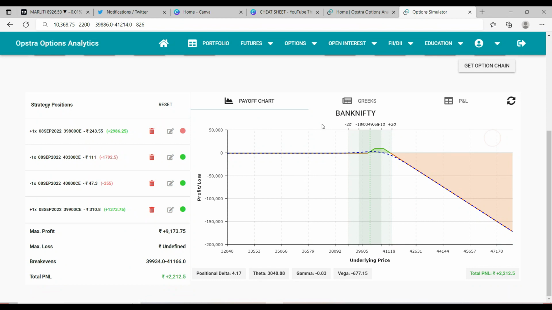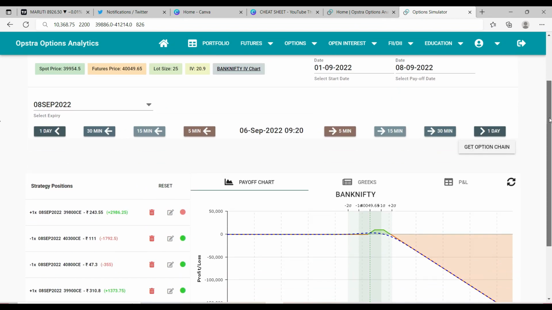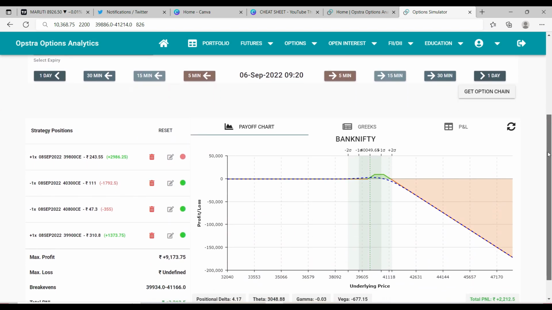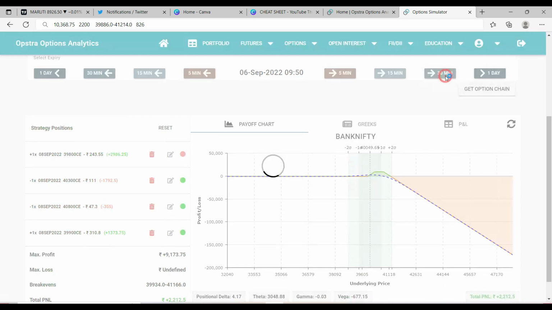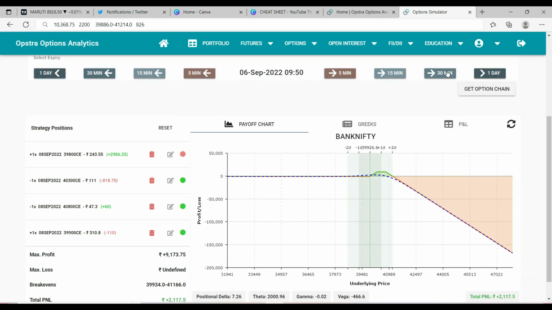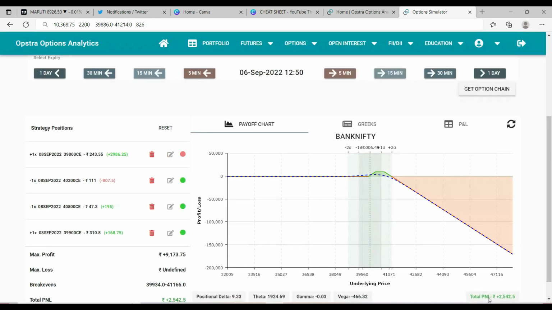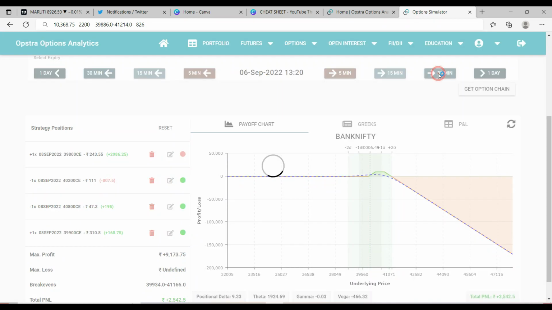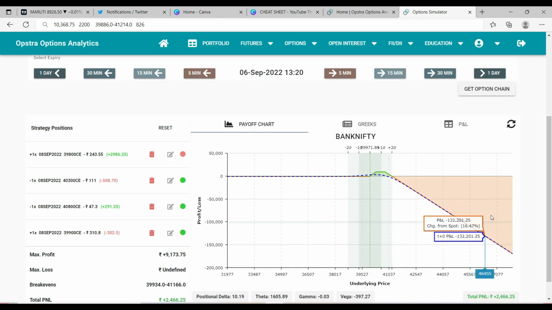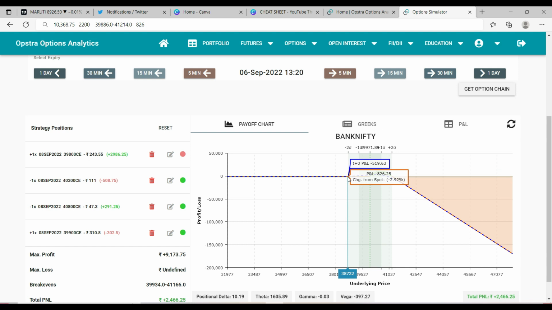Now I'll take it to the 30 minutes. You have this profit and loss 30 minutes, right? We are on the 6th September, 30 minutes. The profit is reducing, right? Not an issue. We are not in a panic situation. Then the next 30 minutes, the profit is increasing. Again, I'll go for 30 minutes. I'll not do any adjustment because my loss is only 826, right?